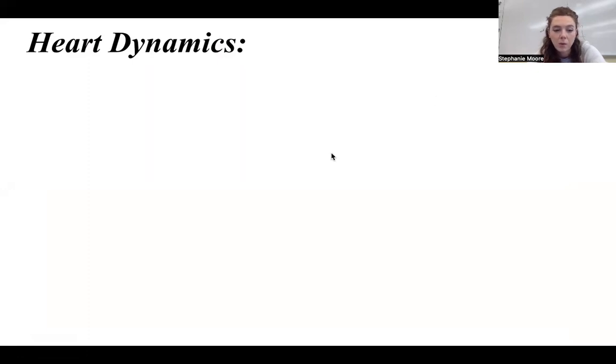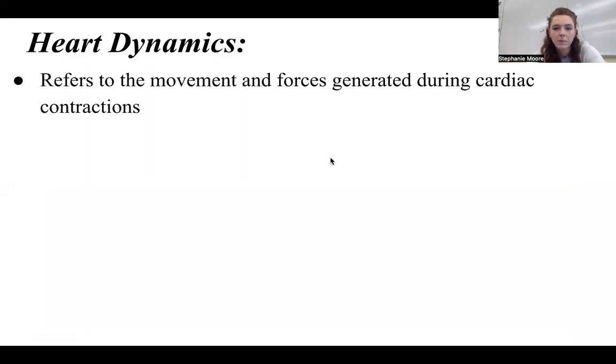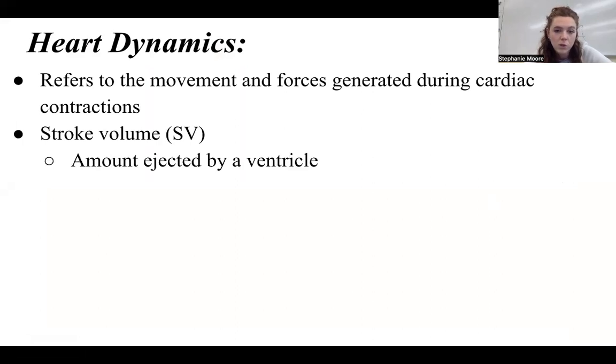Okay, so heart dynamics. Heart dynamics is going to refer to the movement and the forces generated during cardiac contractions. I'm going to care about two. So the forces and the movement. I only care about two. The first one is going to be stroke volume. Stroke volume just means the amount of blood ejected by a ventricle. All right? The amount of blood ejected by a ventricle.